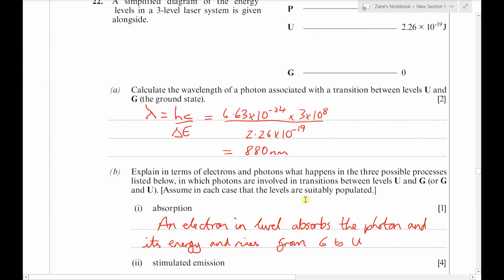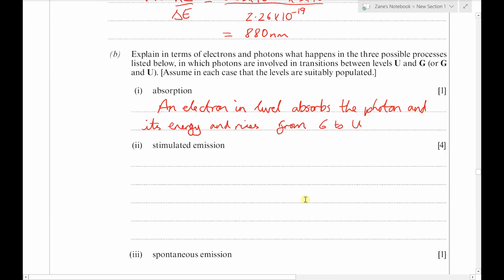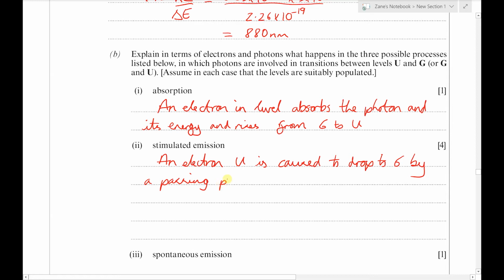G to U. Now, stimulated emission is a long sort of process that we've got to describe, but it's a fairly standard thing that we're looking for. So I like to start by saying an electron in level U is caused to drop to G by a passing photon. Now, a lot of people want to put things in about the electron absorbing photons or whatever, but no, that photon just passes by.